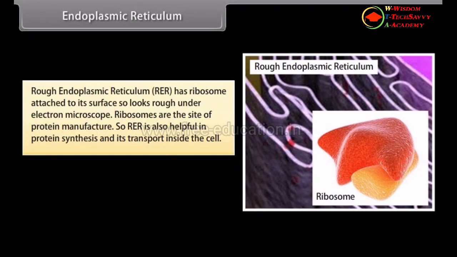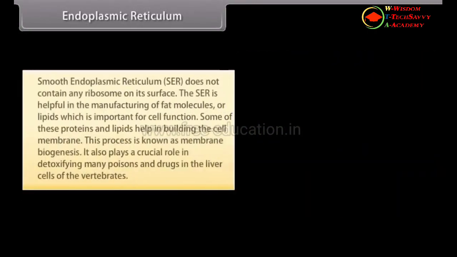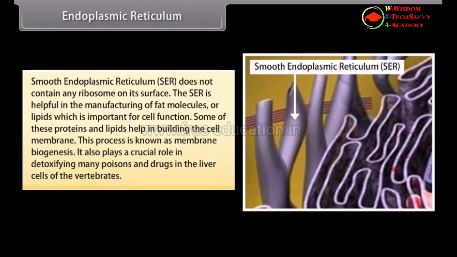Ribosomes are the site of protein manufacture, so RER is also helpful in protein synthesis and its transport inside the cell. Smooth endoplasmic reticulum (SER) does not contain any ribosomes on its surface. The SER is helpful in the manufacturing of fat molecules or lipids, which is important for cell function. Some of these proteins and lipids help in building the cell membrane. This process is known as membrane biogenesis. It also plays a crucial role in detoxifying many poisons and drugs in the liver cells of the vertebrates.